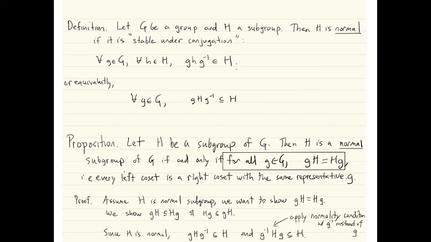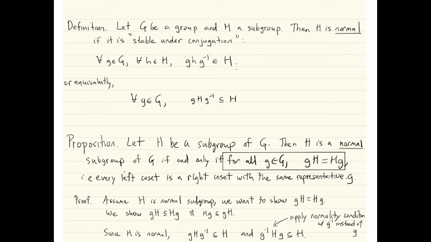Or equivalently, for all g in G, the subgroup g H g inverse, so this is the conjugation of the subgroup, is a subset of the subgroup. You can see these are pretty closely related. All I've done is replace the element, lowercase h, with the subgroup, capital H. And in fact, here I've written subset, but it turns out it's equivalent to write equality here.